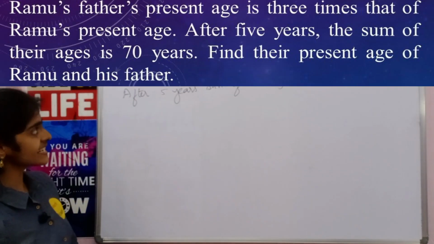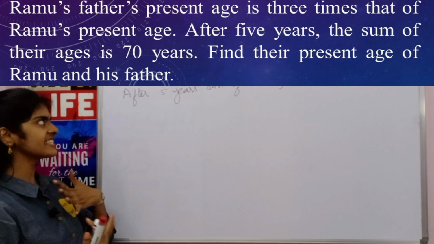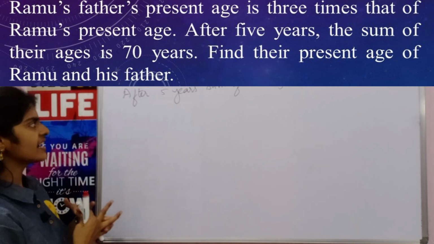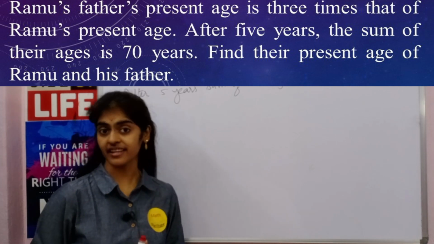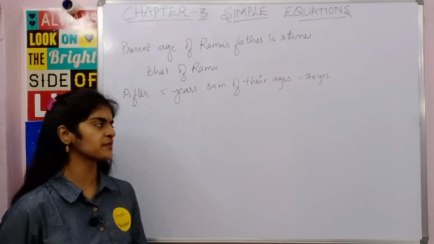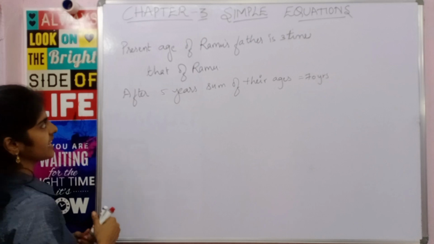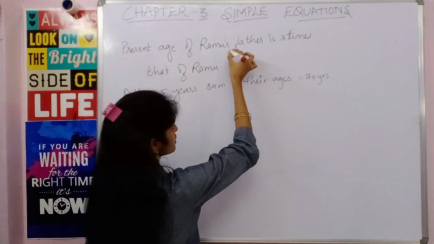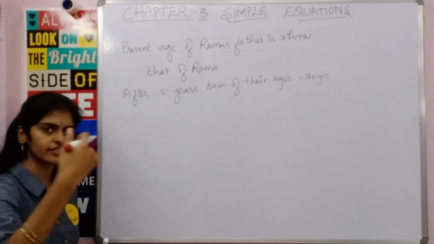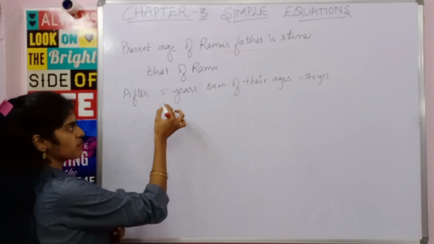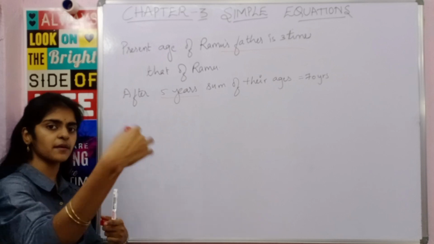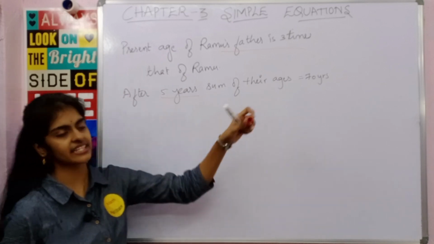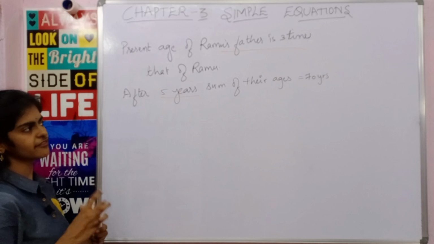The present age of Ramu's father is 3 times that of Ramu, and after 5 years the sum of their ages is 70 years, and we have to find their present ages. Here it is given that the present age of Ramu's father is 3 times that of Ramu, and the sum of their ages after 5 years, that means 5 years from now, is 70 years. So now we have to find the present ages.